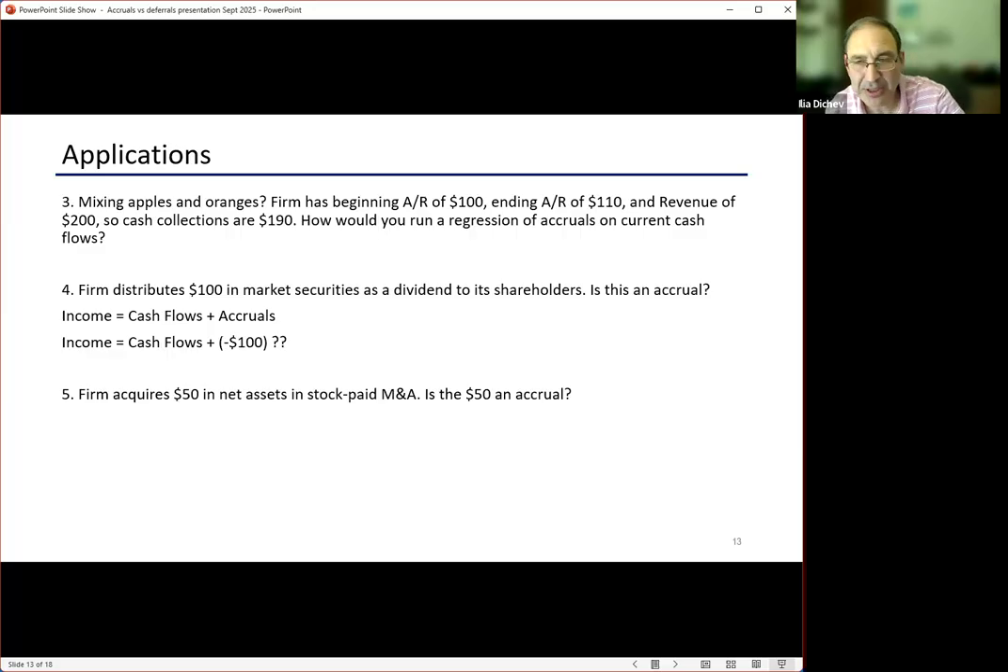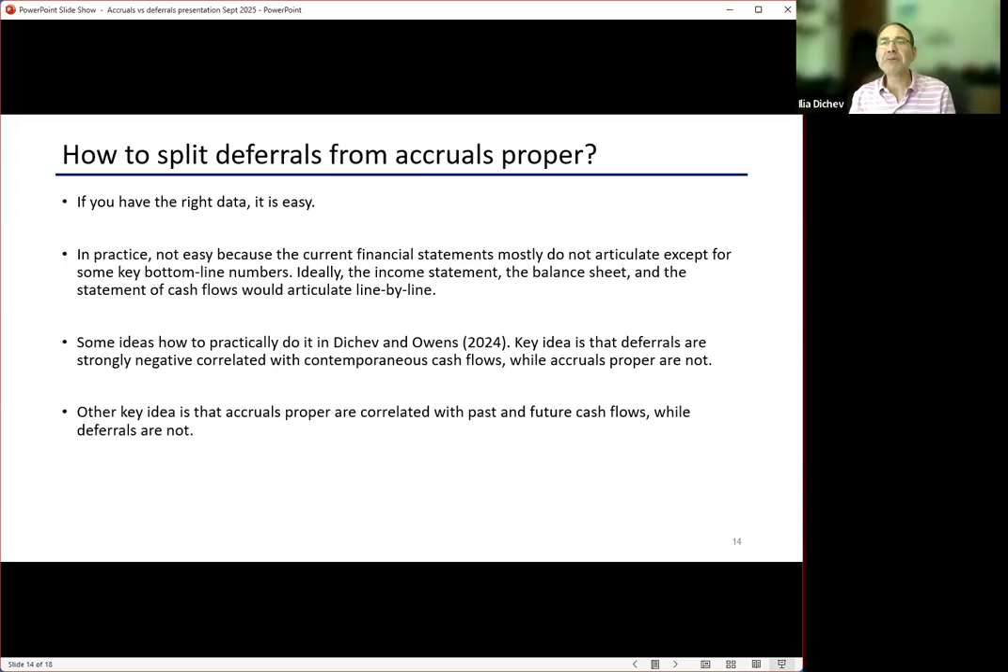But let me wrap up here. I do want to say a couple of things. We have one minute left. Okay. Maybe we should spend more time on this, but how are we going to split the deferrals from accruals proper, assuming I got you on board that this is important?